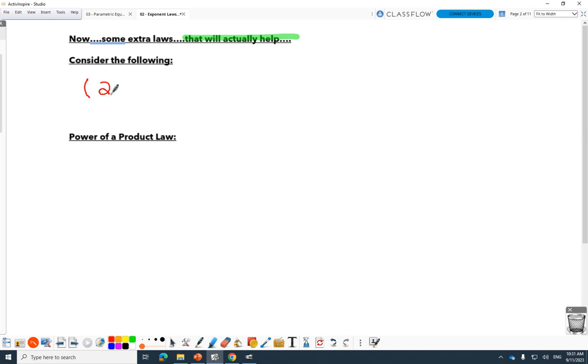2 times 3, and that's all to the exponent 4. And like I did on Thursday, I'll write it all out. Do it the long way, hoping to find a shortcut here. If I was to write that all out, I'd get 2 times 3 times another 2 times 3 times another 2 times 3 times another 2 times 3.